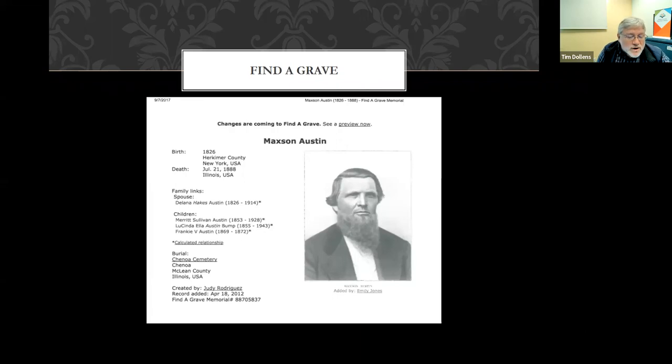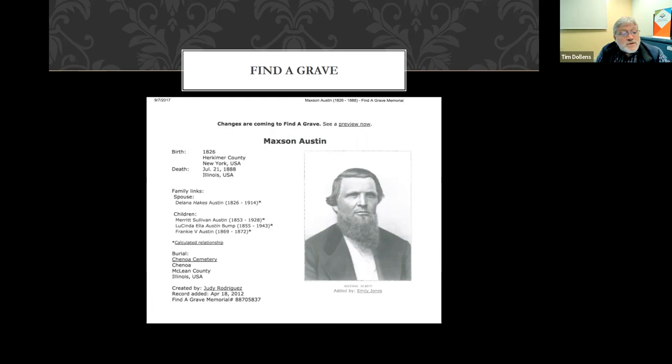This is my third great-grandfather, Max Austin. And actually, I have the same picture. That's not the picture I supplied, but I have the exact same picture of him in our family. I have a picture of his wife as well. But someone who created this page, named Judy Rodriguez, in 2012, she submitted all this information on this person.